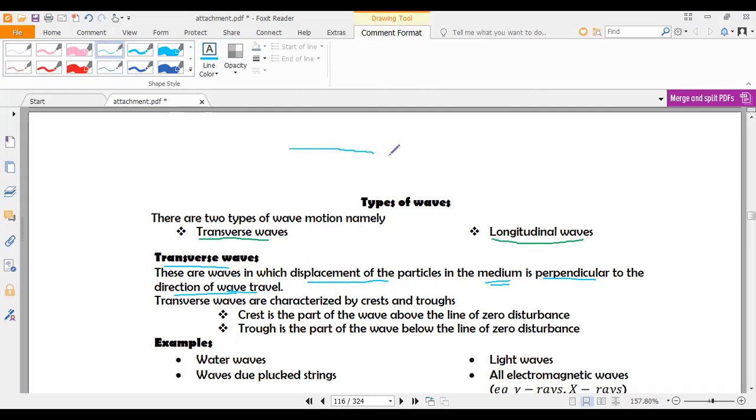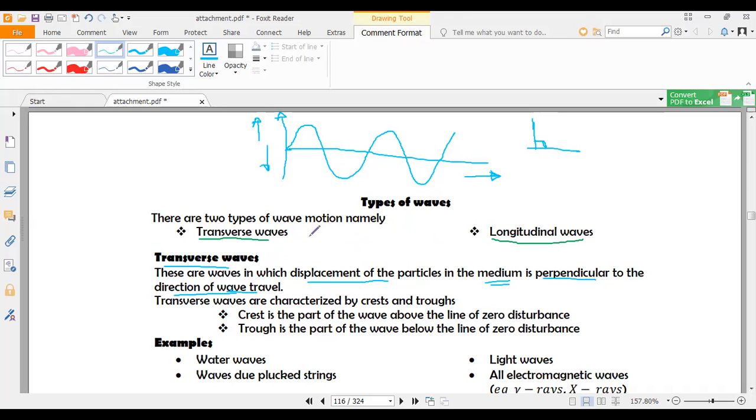So in that case, we shall have waves which are traveling like this. Waves which travel like this are referred to as transverse waves. So you find the particles are vibrating in this direction, or they are vibrating in this direction, whereas the wave is traveling in this direction. So you can see that there is some perpendicular property or component there between the direction of vibration and the direction of wave travel.